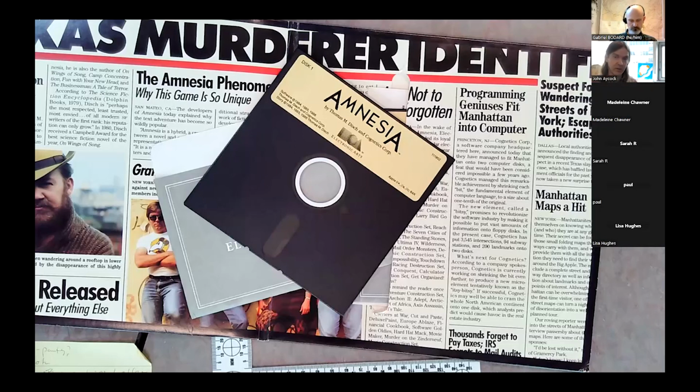So through our work in archaeogaming, we are actually laying the foundation of how to study software 10, 20, 30 years from now.